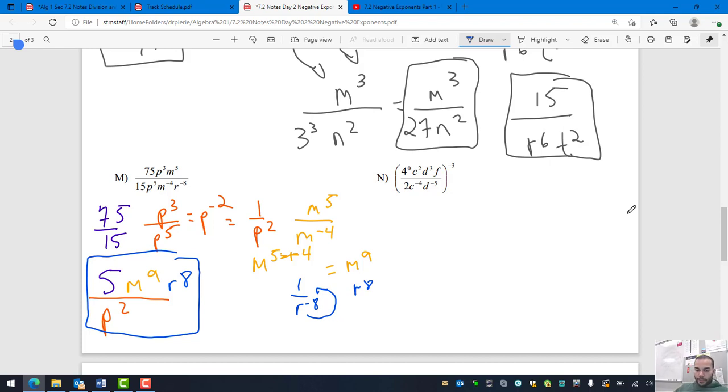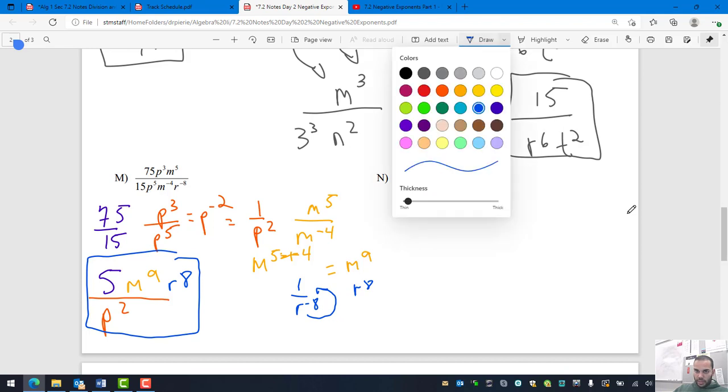Okay, last one's pretty ugly. Let's see what we can do here. So I've got 4 to the 0, c squared, d cubed, f, all over 2c to the negative 4th, d to the negative 5th. All right, so let's see if we can take this thing apart and pull it into pieces. Okay, so the first term I see here, let's look just at the numbers.